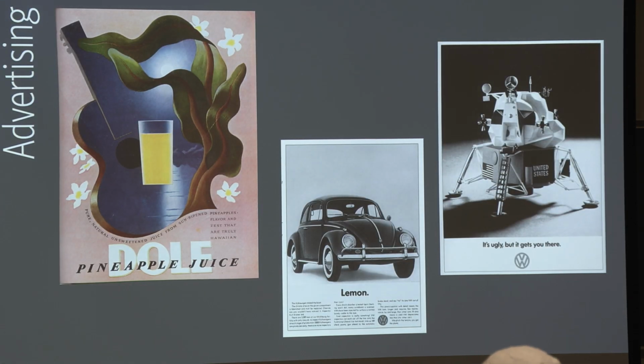Also in advertising here, a 1937 ad for Dole pineapple juice by Cassandre, the French designer. He created a Hawaiian ambiance and demonstrates that just a bit of text is necessary with the dominant airbrushed image. And on the right, two Volkswagen ads by the ad agency Doyle Dane Bernbach.